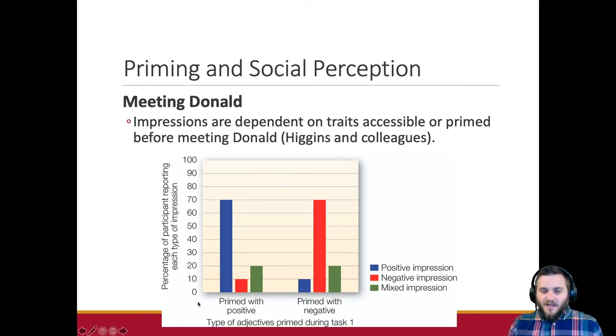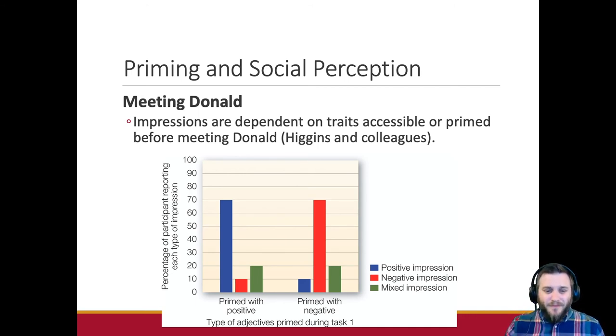So if you got positive information about Donald, or if you got negative information about Donald, that's going to shape the way that you see Donald when you meet him. Even if you didn't realize that you were being primed with this information. I think that's the coolest thing about this, is that they didn't know. This is all automatic processing. Imagine how much automatic processing you do for all of the things in your life, right?